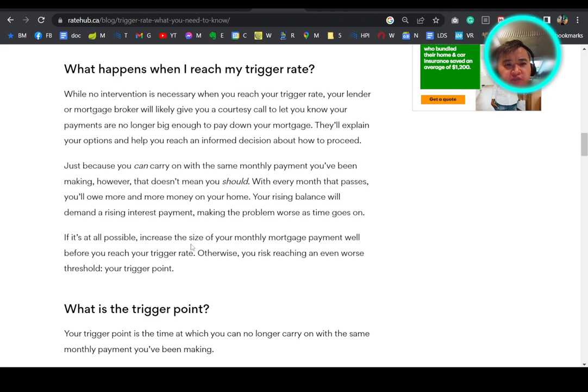When you reach your trigger rate, your lender will give you a call and tell you that interest rates are going really high, and right now you can carry on with the same monthly payments, but every month that passes, you might be owing more money on your home because your monthly payments are almost not even enough to cover your monthly interest payments. So you're actually getting negative equity. So what should you do at this point?